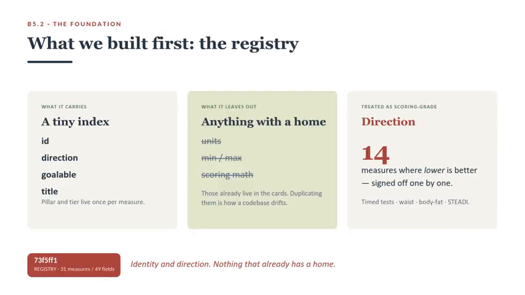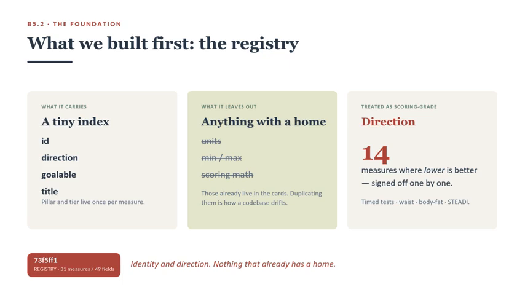So for the foundation, we built a tiny index. Think of it as a table of contents for every measurement. For each test, it holds four things: its name, its direction (what counts as improving), whether you can even set a goal on it, and a friendlier title. That's it. On purpose, it does not store units, the scoring math, or the normal ranges, because these already live on each test. Copying them into a second place is how things quietly drift out of sync.